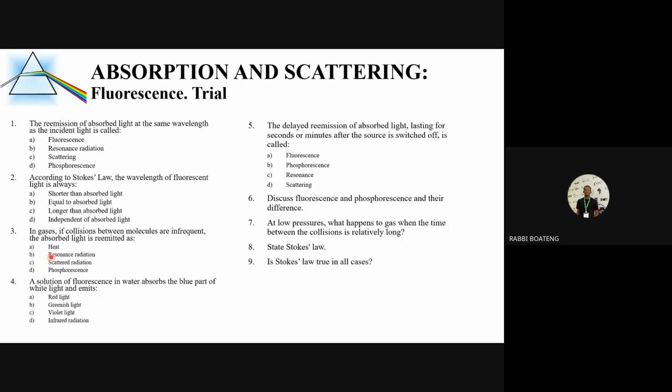Does it mean that there's no collision, or there's collision but fewer? In fact, we don't expect collisions to happen in fluorescence at all, as far as we absorb. So this one, it happens, but it is fewer. Collisions happen, but it's fewer. So can we say that is resonance? Yes, I'm saying that resonance can come in here. Is that okay?